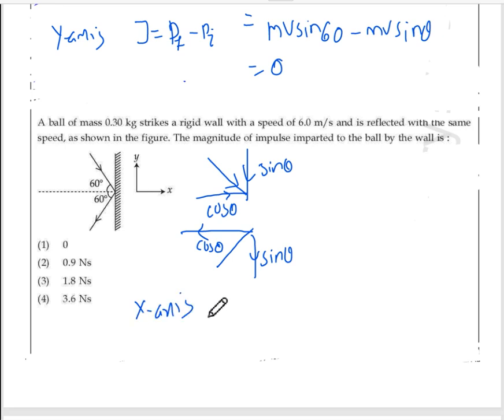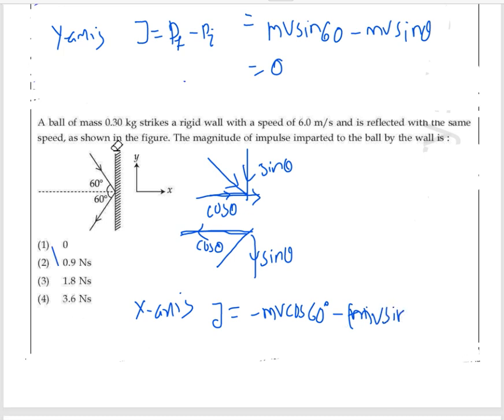For the x axis, so same, J will become P final. P final is going towards the left hand side, so we take it as negative, because the left hand is negative, so it will become m times minus mv cos 60 minus its initial velocity, which is going towards the right hand side, so take it as positive. So minus, take it as positive, so it will become mv sine theta. Sorry, it is cos. Sorry, we are taking the x axis, which is the cos component.